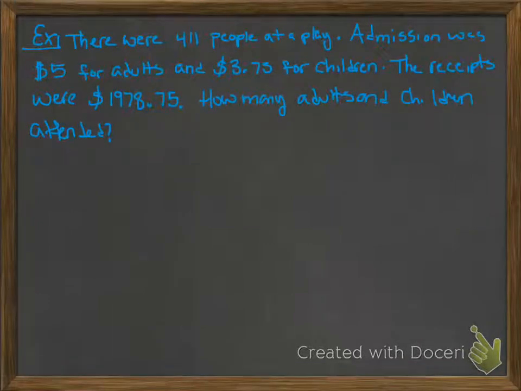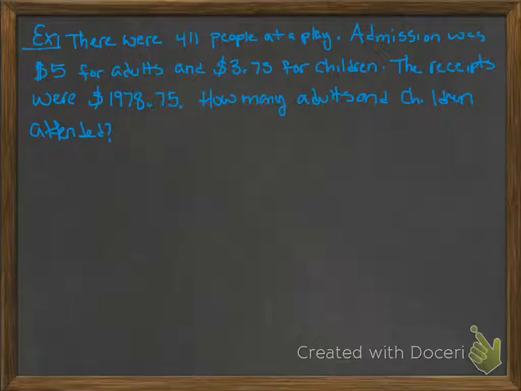Alright, last one here. There were 411 people at a play. Admissions was $5 for adults and $3.75 for children. The receipts were $1,978.75. How many adults and how many children?